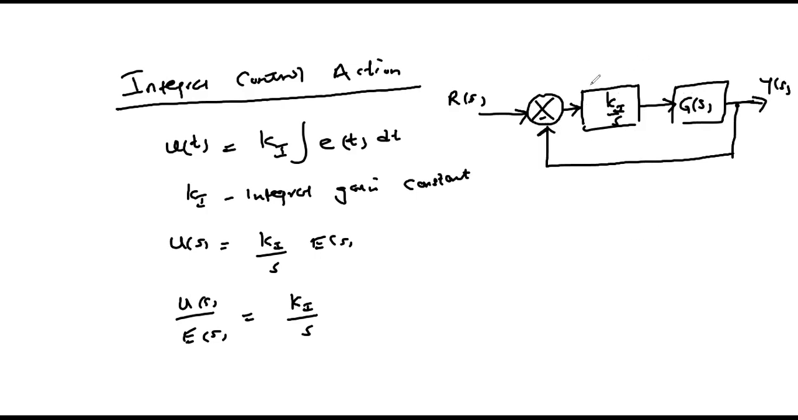So this is our controller defined by Ki over s. This is the plant under control defined by the transfer function G of s, given unity feedback. Remember we said we test the system subject to a unit step input, and that means our R of s will be equal to 1 over s given a unit step input.